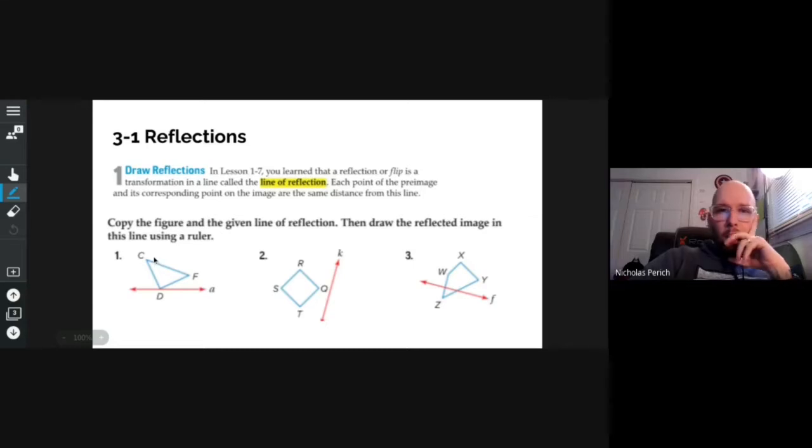Reflections. In lesson 1-7, you learned that a reflection or flip is a transformation in a line called the line of reflection. Now, what we're going to do is simply copy the figure. It's already copied. And the given line of reflection, it's already copied. Then draw the reflected image in the line using a ruler.